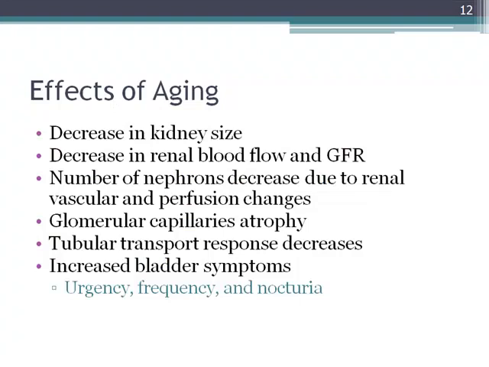Just a word about aging body systems and how kidneys are particularly affected by this. We actually have a decrease in kidney size as we age, a decrease in renal blood flow, and also glomerular filtration rate. We lose nephrons. Our glomerular capillaries atrophy, so we have often capillary changes, blood vessel changes throughout the body with aging, but we see that in the kidneys as well. Less effective transport in those renal tubules, and then increased bladder symptoms like urgency, frequency, and nocturia.